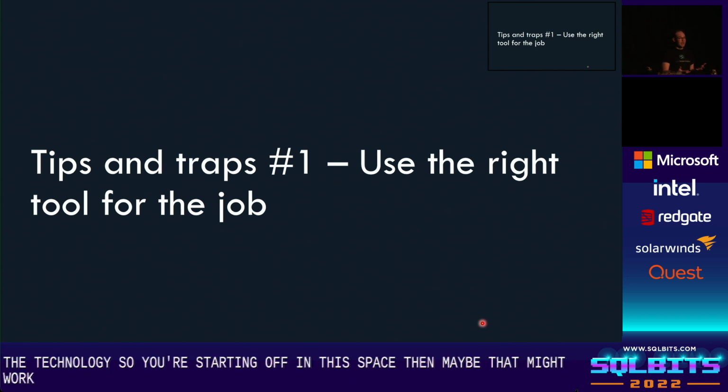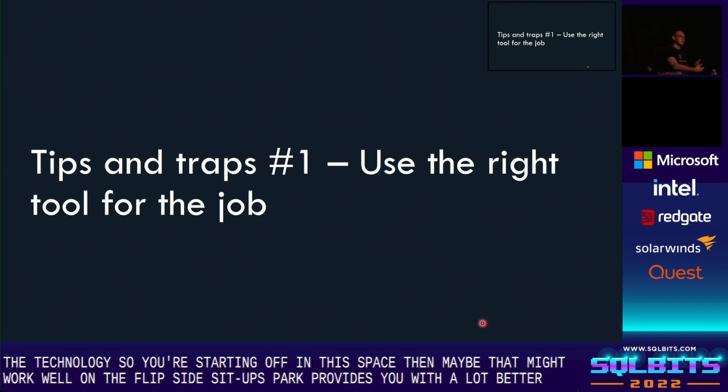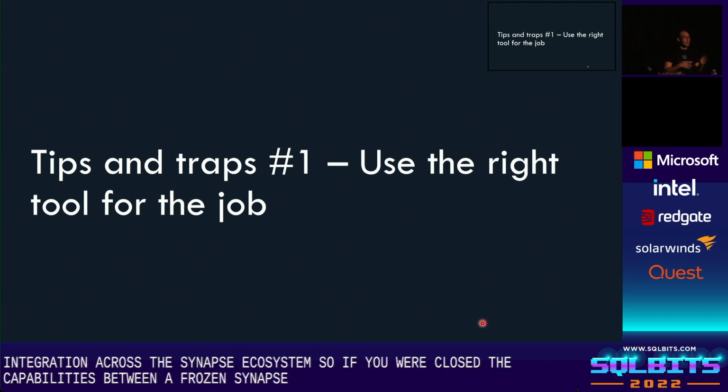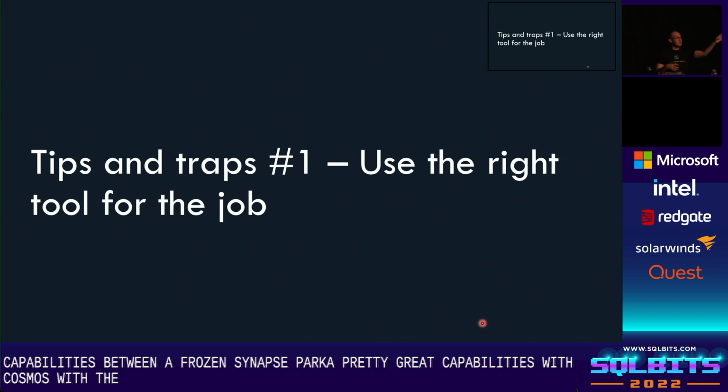On the flip side, Synapse Spark provides you with a lot better integration across the Synapse ecosystem. So if you want to really heavily leverage data flows, the capabilities between data flows and Synapse Spark are pretty great. The capabilities with the Synapse Link capabilities for either Cosmos DB or Dataverse are also really great.